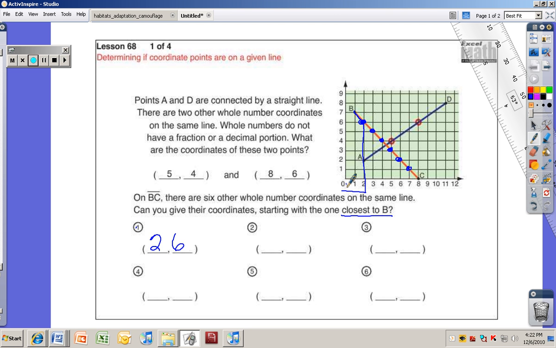Number 2 is going to be at 3, 5. And the next one is at 4, 4. And then number 4 is at 5, 3. And the next one is going to be at 6, 2. And the last one is at 7, 1. So those are your answers for that part. A little tricky. You might want to go back and watch that part of the video again if you're not getting it the first time.